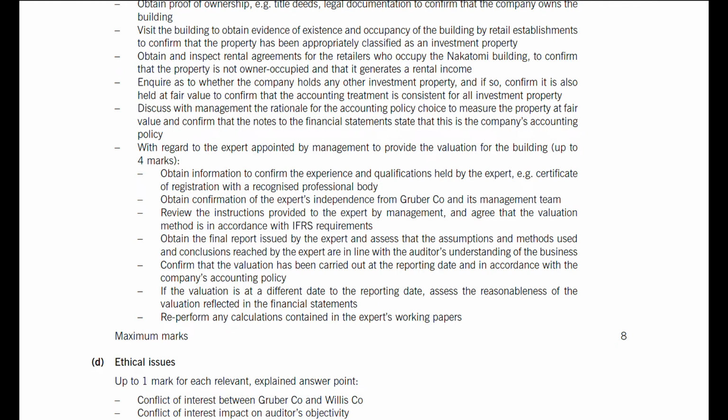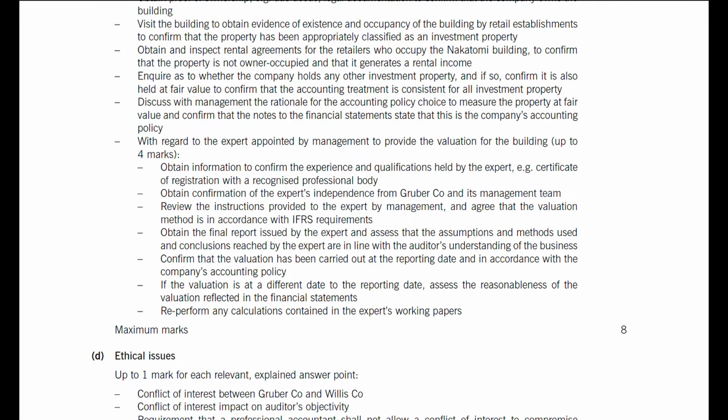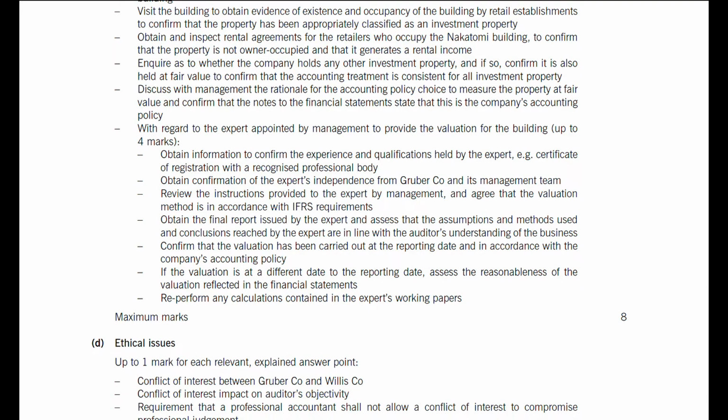With regard to the expert appointed by management to provide the valuation for the building, up to 4 marks, obtain information to confirm the experience and qualifications held by the expert. Examples: certificate of registration with a recognized professional body. Obtain confirmation of the expert's independence from Ripple and its management team.